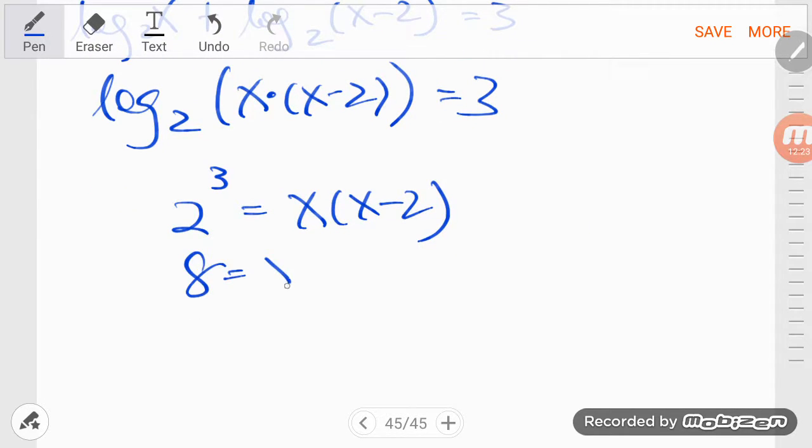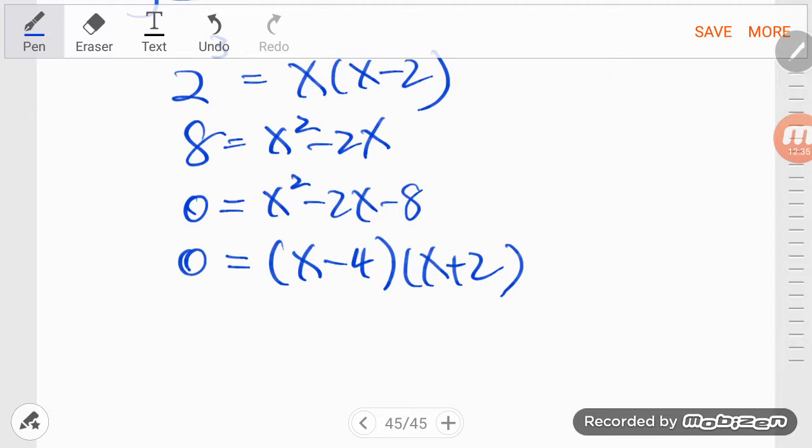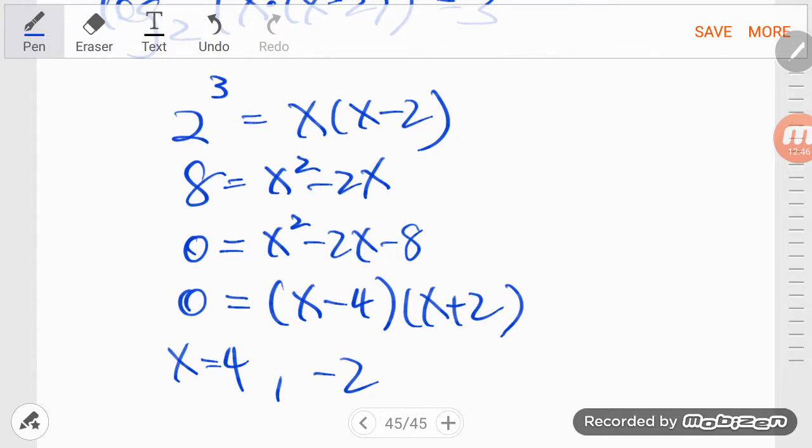So 8 is equal to x squared minus 2x. Move the 8 over, then I can factor it. So my x is equal to 4 and my x is equal to -2. You guys see that the skills we learned in the previous chapters, quadratics, for example, domain and range, we can't just forget them, right? So we need to make sure we remember the skills, hopefully. If not, you can take out your notes.